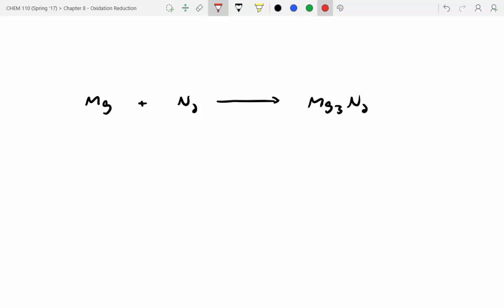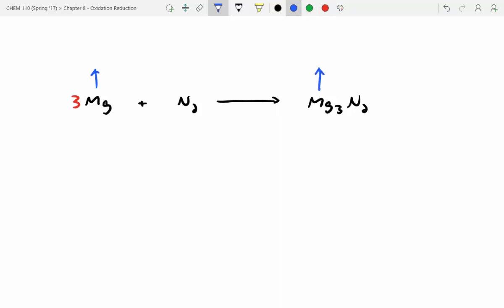Before I'm going to do any oxidation chemistry, I'm going to balance it. So first thing I do is I look at the heavy atoms, magnesium in this case. We've got 3 on the right, but only 1 on the left. So I'll just plug in a 3 over here. And then nitrogen, we've got 2 on the right, 2 on the left. So that looks balanced, right? I don't think we need to make any more changes.